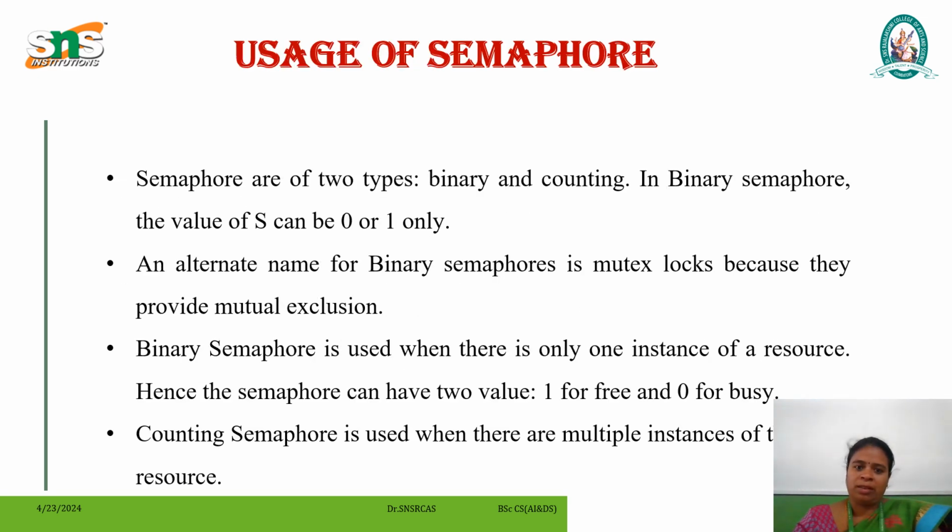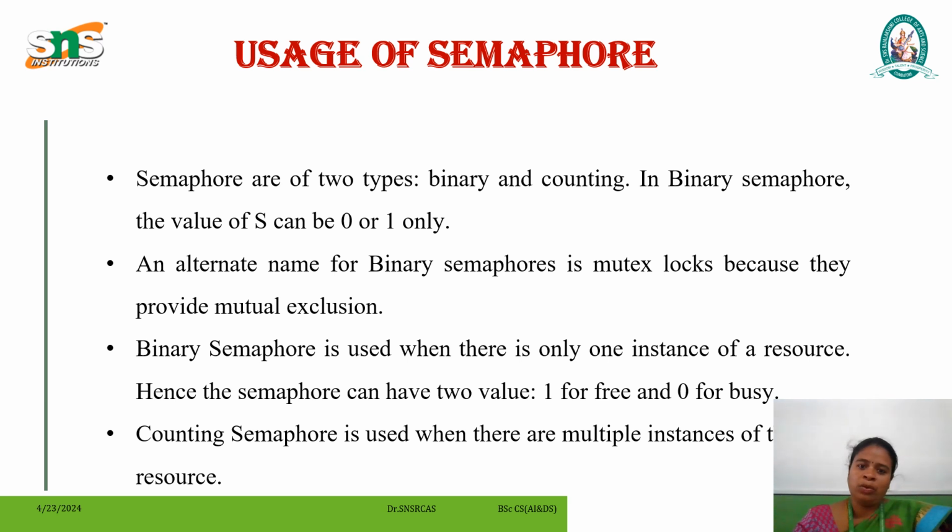Next, usage of the semaphore. Semaphores are of two types, binary and counting. In the binary semaphore, the value of S can be zero or one only. An alternative name of the binary semaphore is mutex lock because they provide mutual exclusion. Binary semaphore is used when there is only one instance of the resource. Hence, the semaphore can have two values, one for free, another one, zero, for busy.